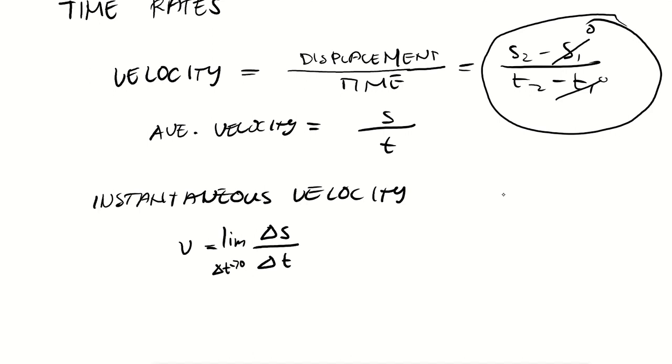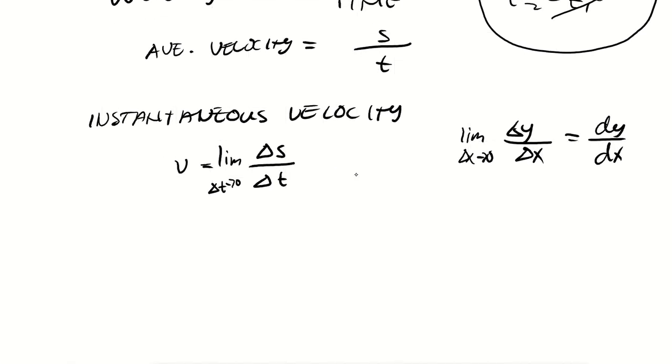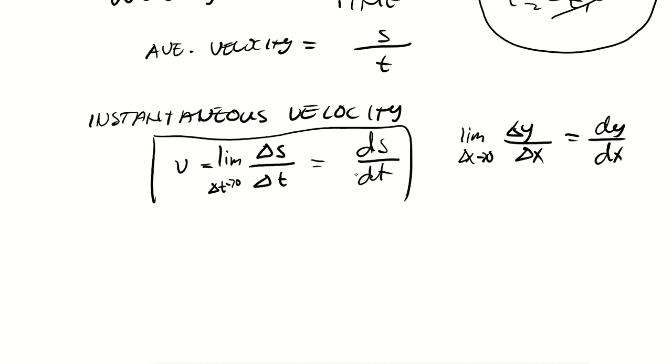If you remember, this is somewhat similar to our slope before: the limit of delta y over delta x as delta x approaches 0, and this is dy/dx. This is the definition of derivative as a slope. In the velocity, we can also do that because it's similar. So this is also the derivative of the displacement with respect to time. That's the instantaneous velocity.